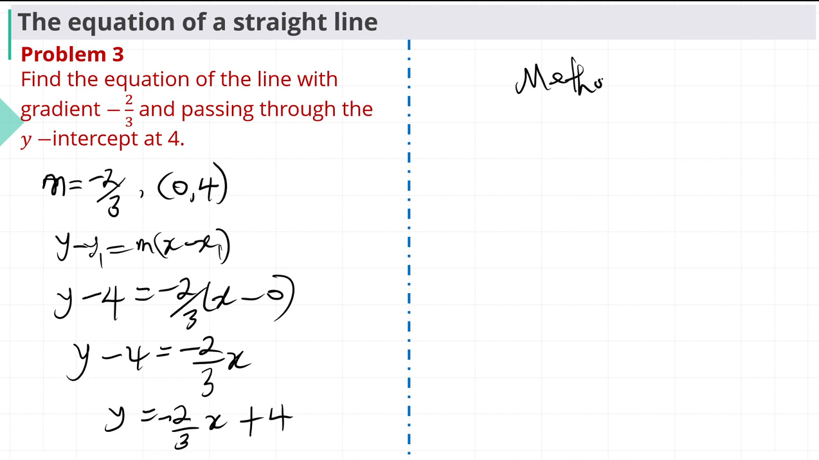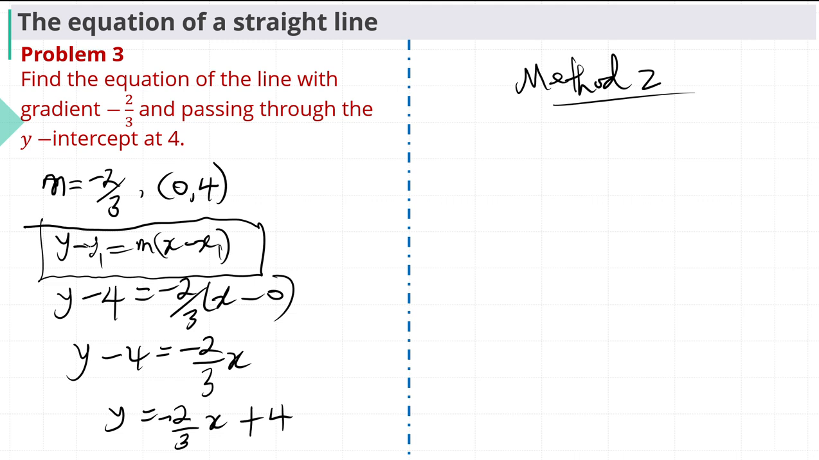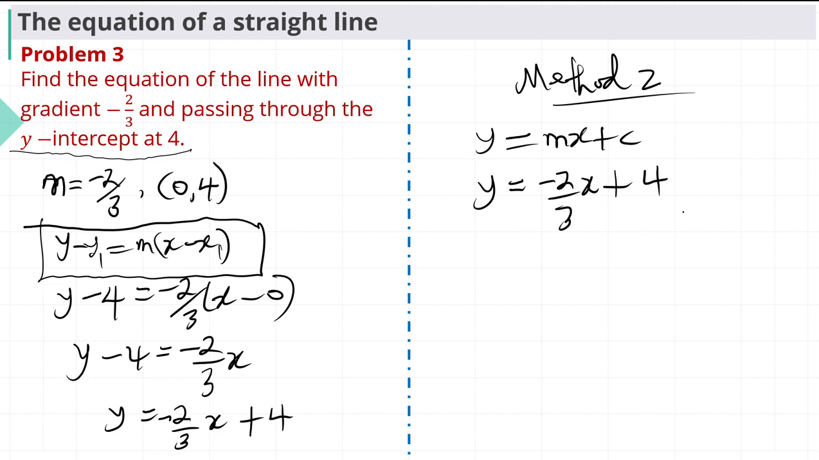Now this very question, we can solve it in a second way. Instead of making use of the general equation y minus y1 equals m times (x minus x1), you can also make use of the general equation y equals mx plus c. The equation says that the y-intercept is 4. Gradient is minus 2 out of 3. So just substitute y equals gradient minus 2 divided by 3 x. We learned that the y-intercept is c. So in place of c, I put plus 4. As you can see, the answer gotten in method 2 is the same as the answer gotten in method 1. So any of these two methods will yield the same results.